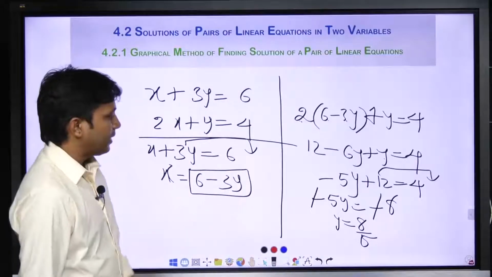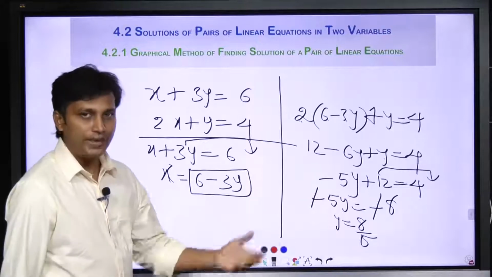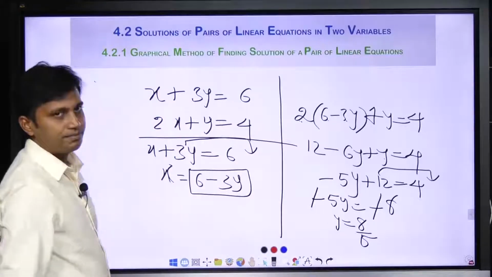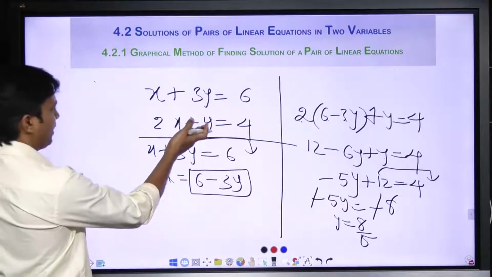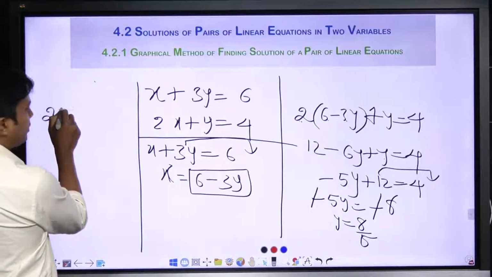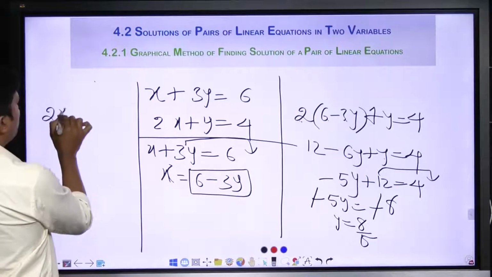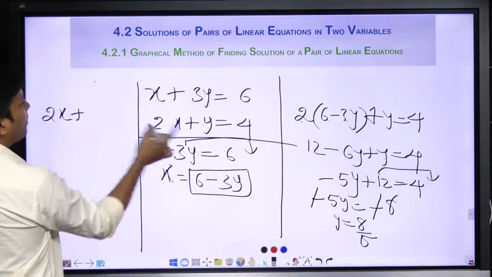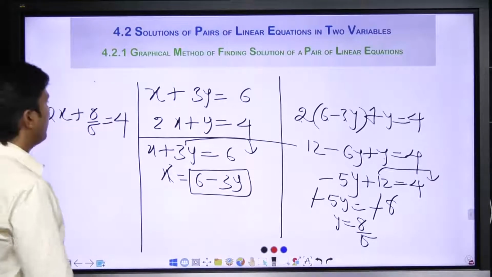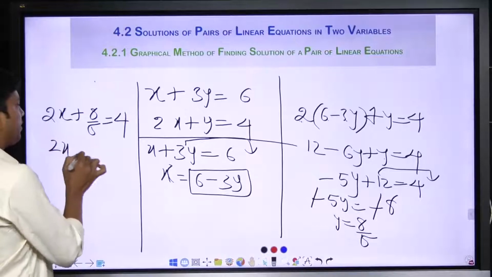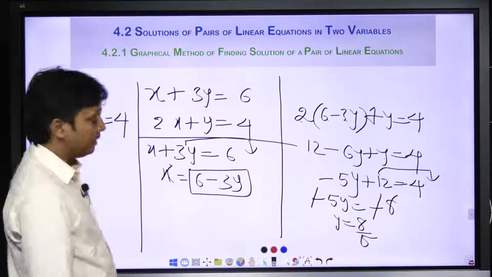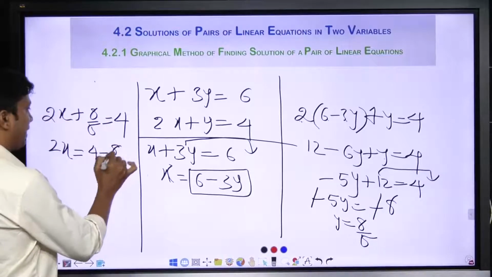After obtaining the value of y, we need to get the value of x. How to get x here? Put the value of y in any one of the equations. Let us put this in the second equation. See here, 2x plus here y value would be 8 upon 5, equal to 4. Now solve this. 2x equal to 4, and this plus 8 by 5 becomes minus 8 by 5 on sending to the other side. So this would be 4 minus 8 by 5.